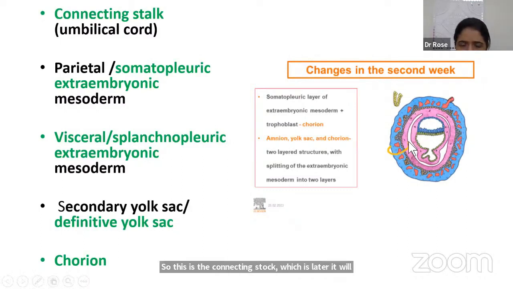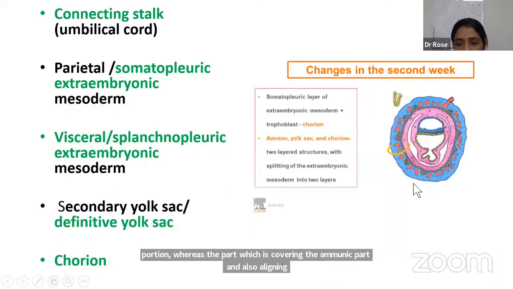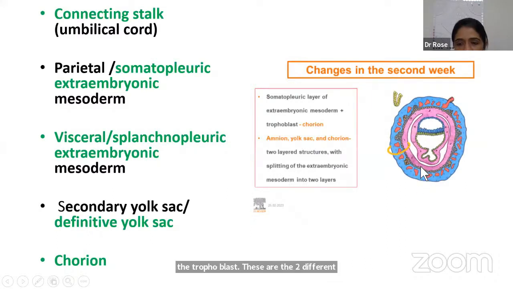Now this extraembryonic mesoderm is divided into 2: the parietal layer, otherwise known as somatopleuric, and the visceral layer, otherwise known as splanchnopleuric. Splanchnopleuric is the mesoderm covering the yolk sac portion, whereas the other part covers the amniotic part and also lines the trophoblast. These are the 2 different layers of trophoblast. The cells you are seeing are the cytotrophoblast, and the blue colored thing is the syncytial trophoblast. Outer syncytial, inner cyto. And then you have the purple colored layer, the somatopleuric extraembryonic mesoderm.